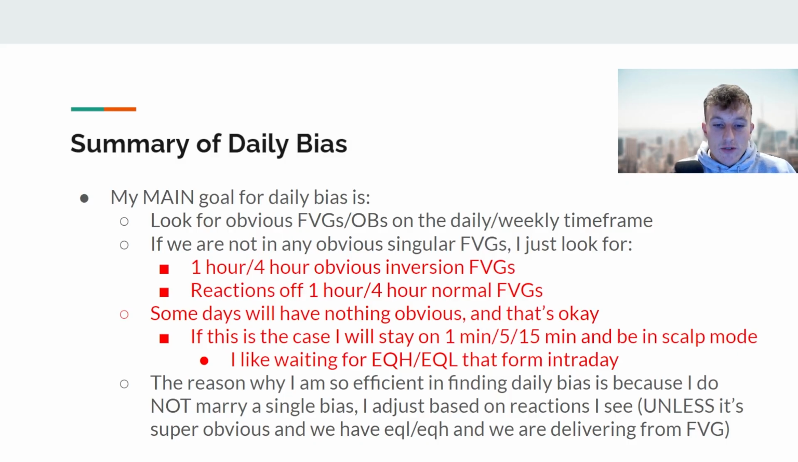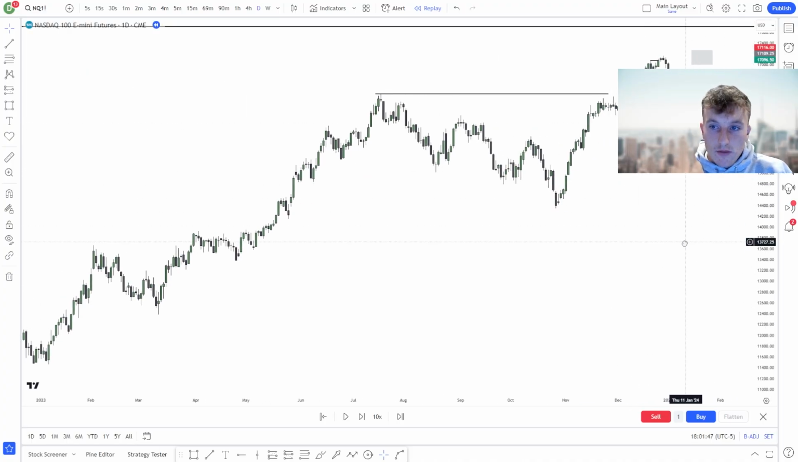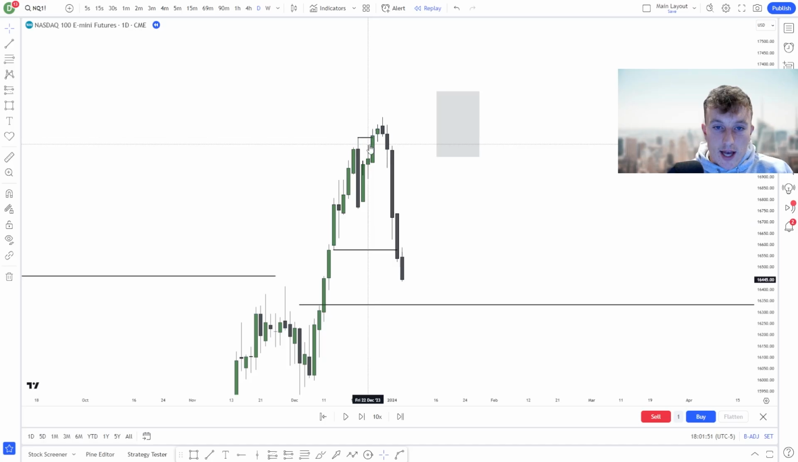And again, the reason why I'm efficient in finding daily bias is because I do not marry a single bias. I only do sometimes if it's really obvious. Like today, we had a really obvious momentum towards an intermediate term low, so I wasn't even looking long. But if we're in between, like just the middle of nowhere, for example, if we're really high or just in the middle of nowhere, I'll just kind of wait. I'll just wait and I'll see what I see.